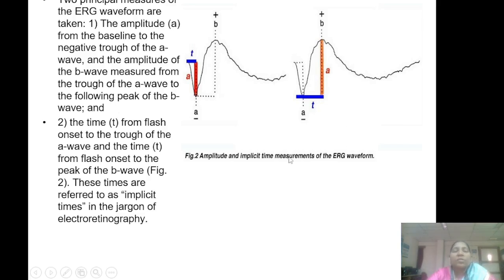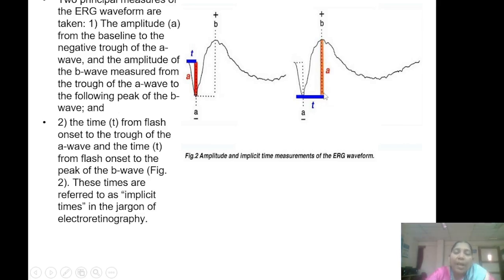This picture shows how we measure the amplitude and the time period for this ERG waveform. The amplitude is measured here, indicated by the orange color stand-like thing, both for the A wave and for the B wave. You can see that starting from the baseline to the bottom negative part of the A wave, we measure the amplitude of the A wave. The amplitude of the B wave is measured from the negative peak to the positive peak. We call it the peak to peak amplitude of the B wave.